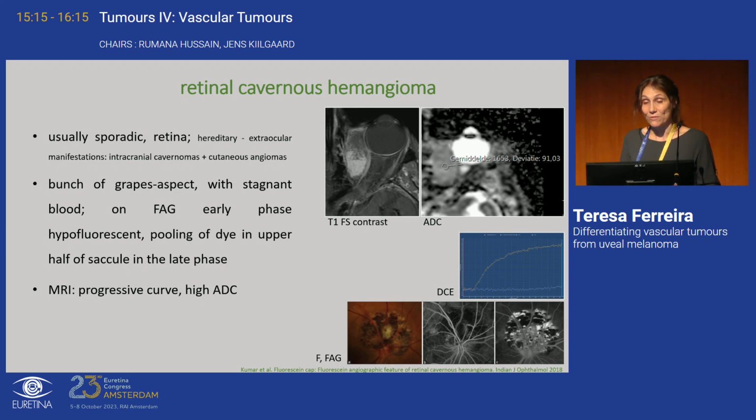This is the aspect of a cavernous hemangioma in the orbit, with on perfusion a slow enhancement, which is completely consistent with the fluorescein angiography, so this progressive curve, and also with a very high ADC, again because they are a benign lesion.